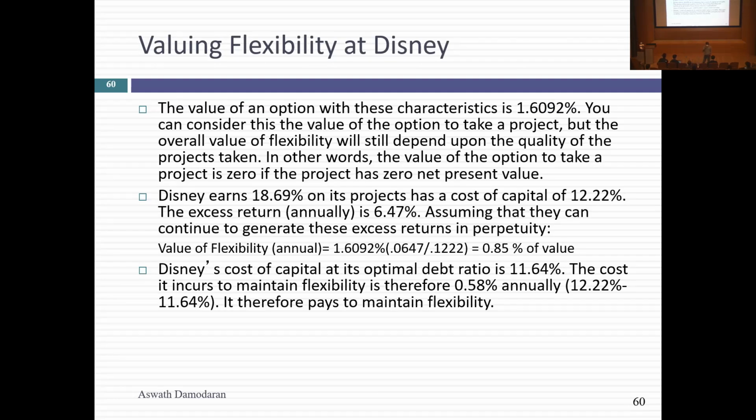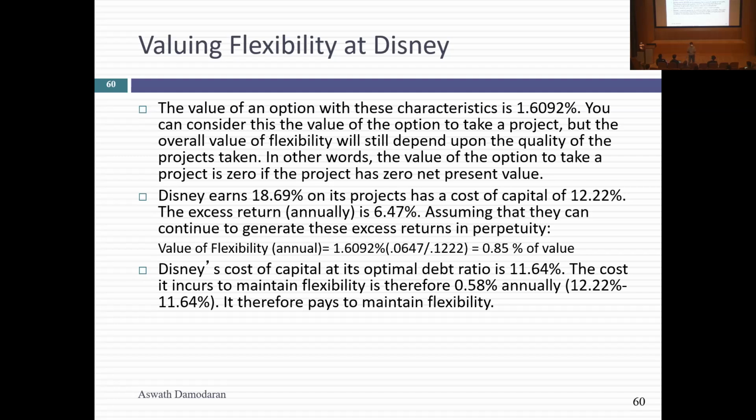But then once I got the value of the option to take a project, I had to bring in a second factor, which is that the value of a project comes from its net present value. If Disney is going to take projects with a 0 net present value, I don't want them to have financial flexibility. In 1997, Disney was earning a return on capital of 18.69% on its projects, and its cost of capital was 12.22%. It was earning 6.47% more than its cost of capital. You bring that in and you assume that the new projects that Disney will look at have the same excess returns. The value that I get for the option is 0.85% of that.